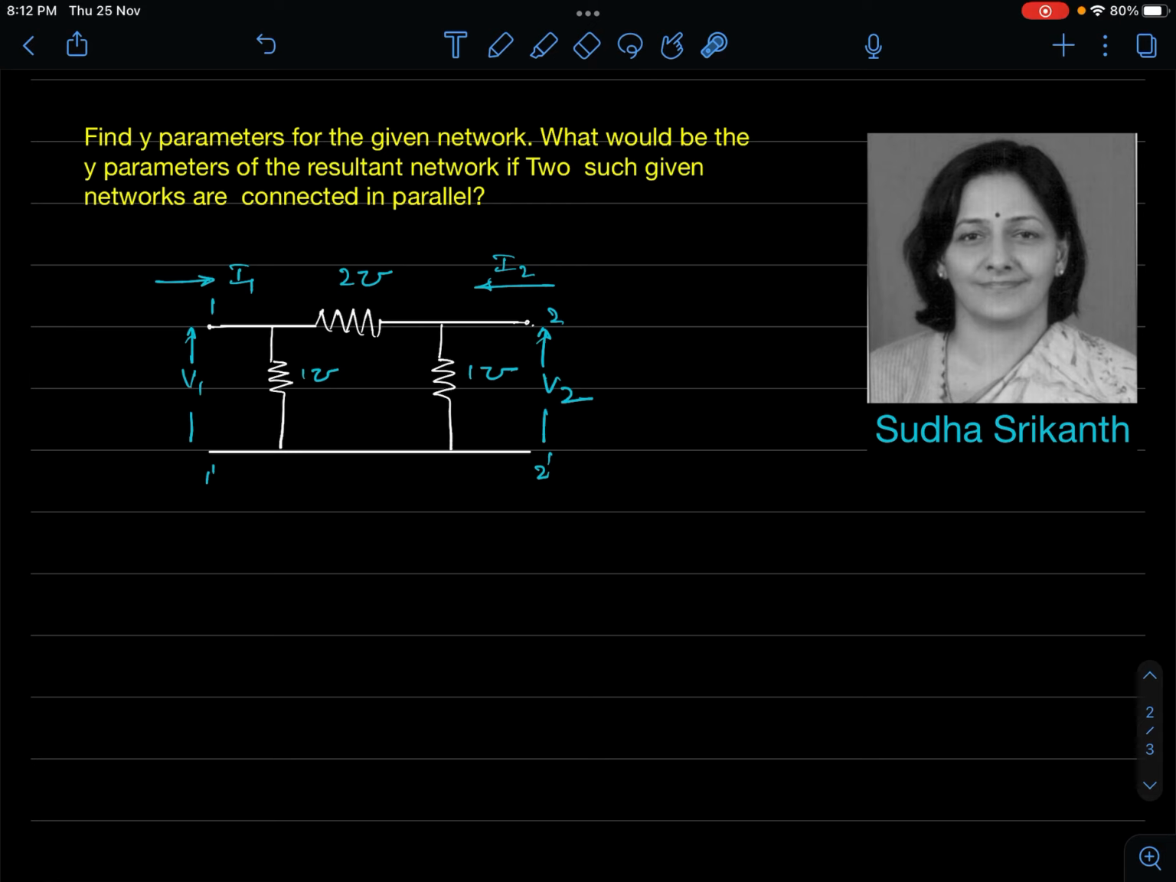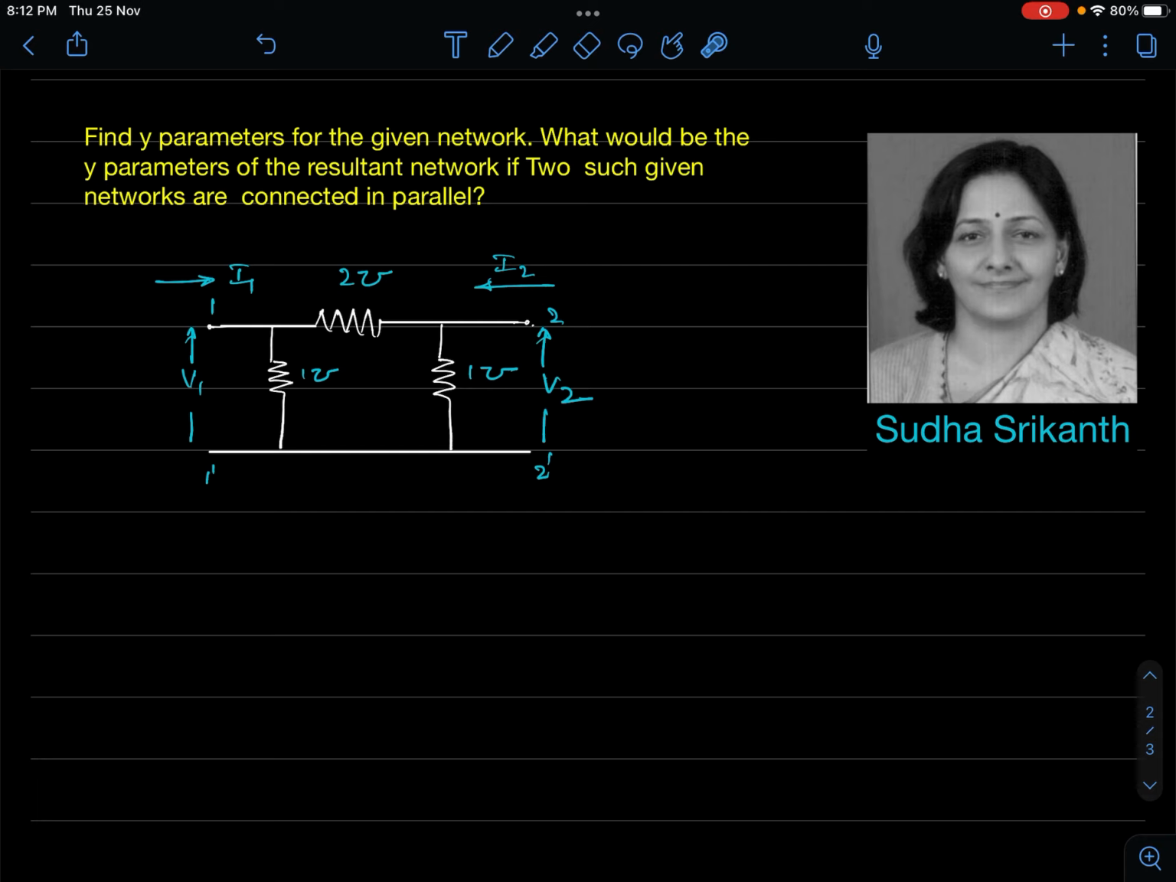One is we're supposed to determine the y parameters of the given network. And then the second part would be to find out the y parameters of the resultant network if two such networks are connected in parallel. Let's go one by one. First part we will try to attempt. We will try to recollect what we mean by y parameters, how they are connected.